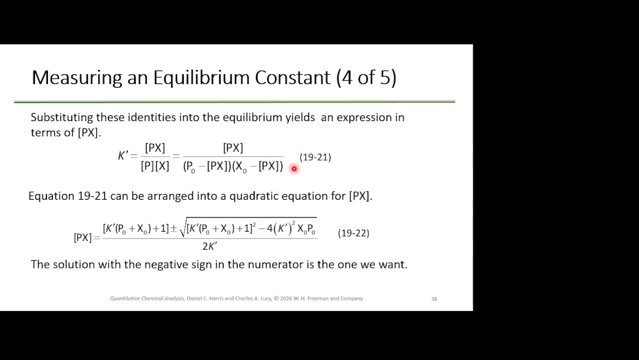We can rearrange this into the quadratic equation form, so we can actually solve it. We'll get two answers, of course. One negative, one positive, right? From the plus and minus. And any solution with a negative sign in the numerator is the one we actually want, because this is going to be going down. So the one with the negative sign here in the numerator is actually the one we want.